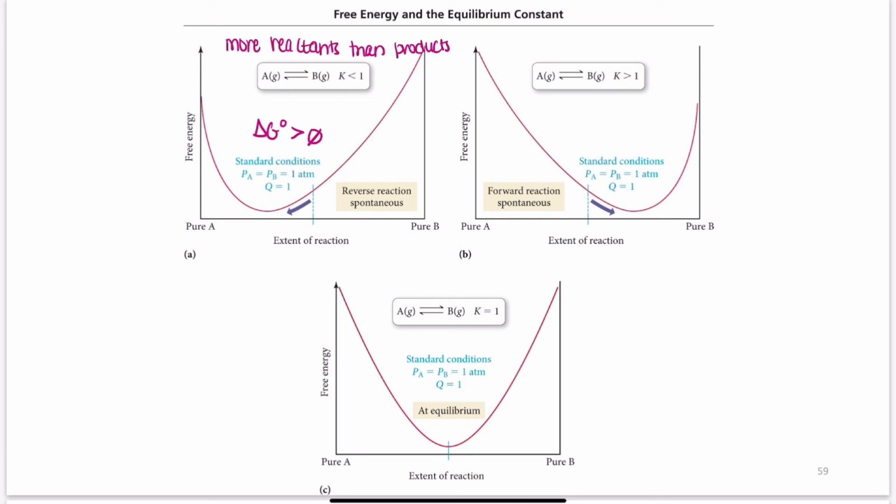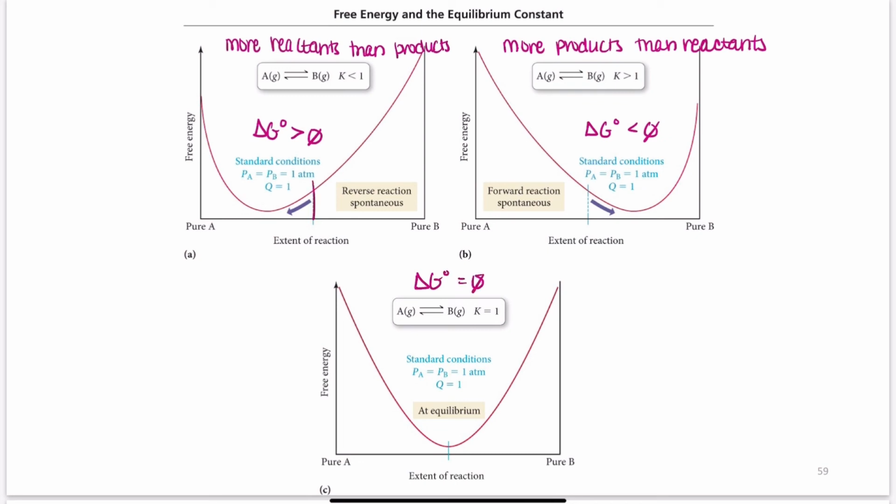When K was greater than 1, that means I have more products than reactants. Under standard conditions, Q is equal to 1. And I see here the extent of the reaction, it's spontaneous in the forward direction. Delta G naught is less than 0. And I've got K equal to 1. This is truly at an equilibrium. If it is at equilibrium, delta G naught is equal to 0.